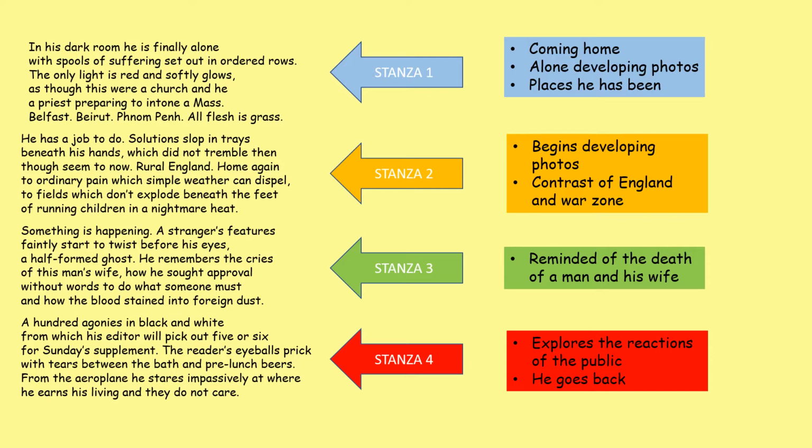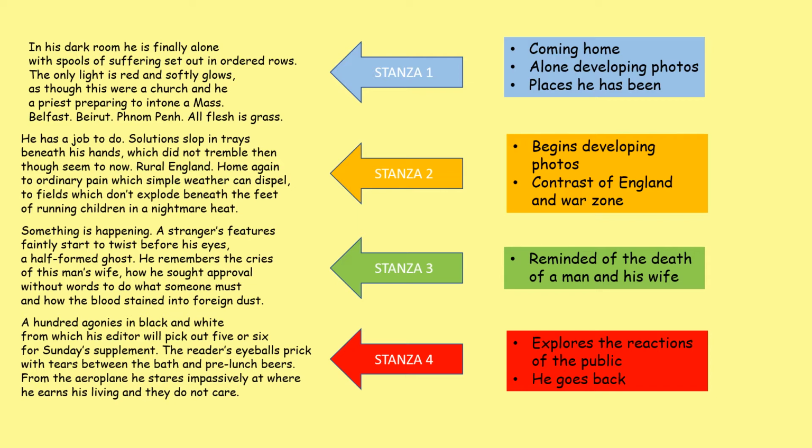So it says, in his dark room he's finally alone, with spools of suffering set out in ordered rows. The only light is red and softly glows, as though he were a church and he a priest preparing to intone a mass. Belfast, Beirut, Phnom Penh, all flesh is grass. So Belfast, Beirut and Phnom Penh are the places that he has been and taken photos from.